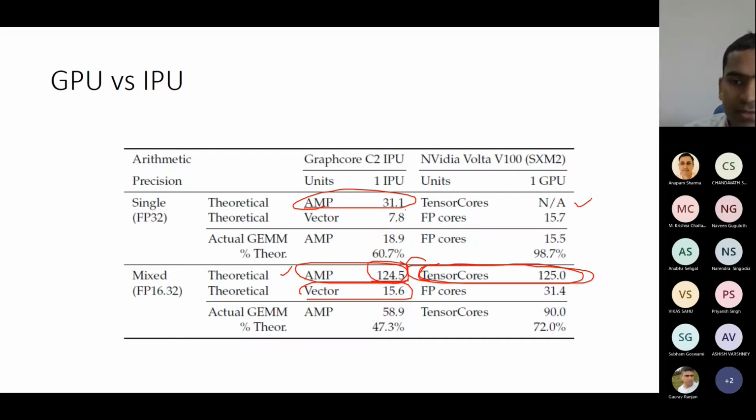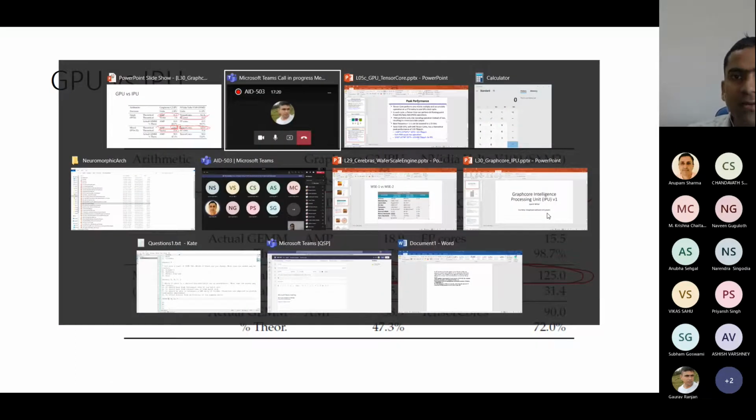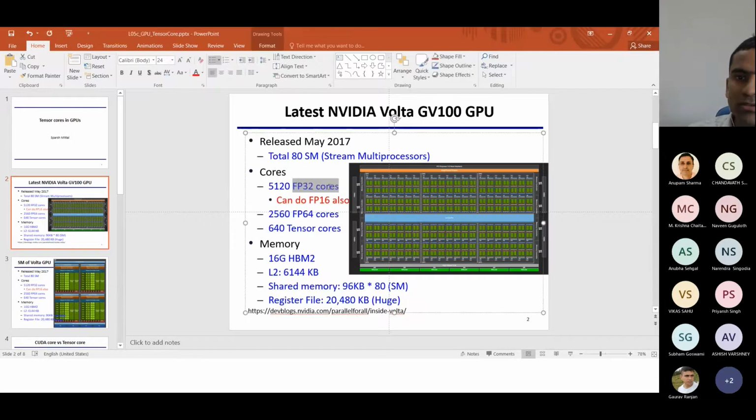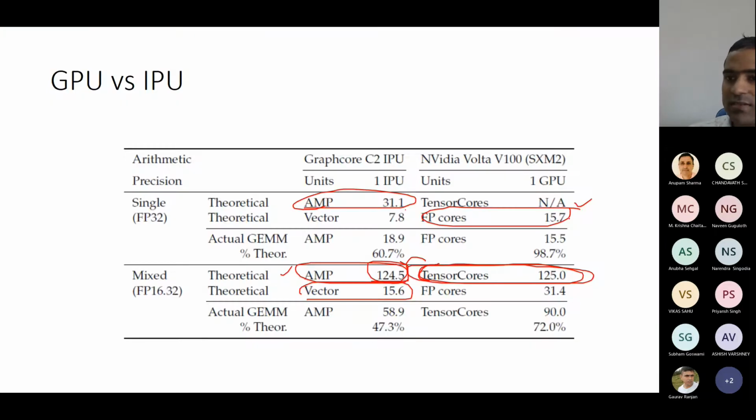Tensor cores can only do mixed precision. But here, these FP cores are the CUDA cores. You see here, it also has 30. These are the FP32 cores, 5120 FP32 cores. That's what we are comparing here. So this FP cores figure is the performance of those 5120 cores. Compared to that, here it can do this much. So 31 versus 15.